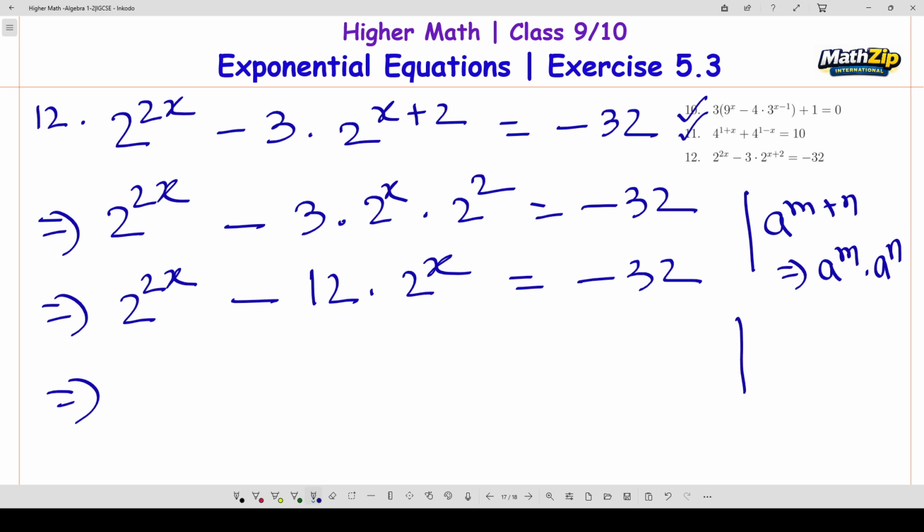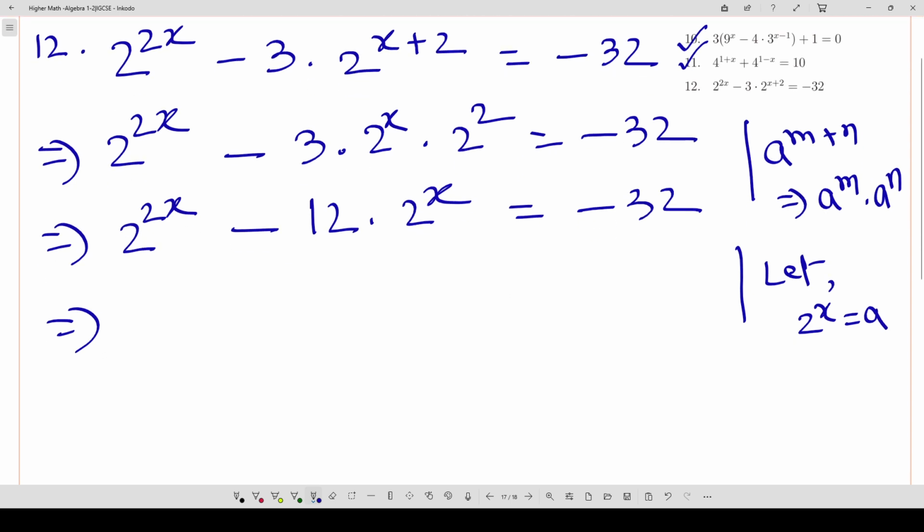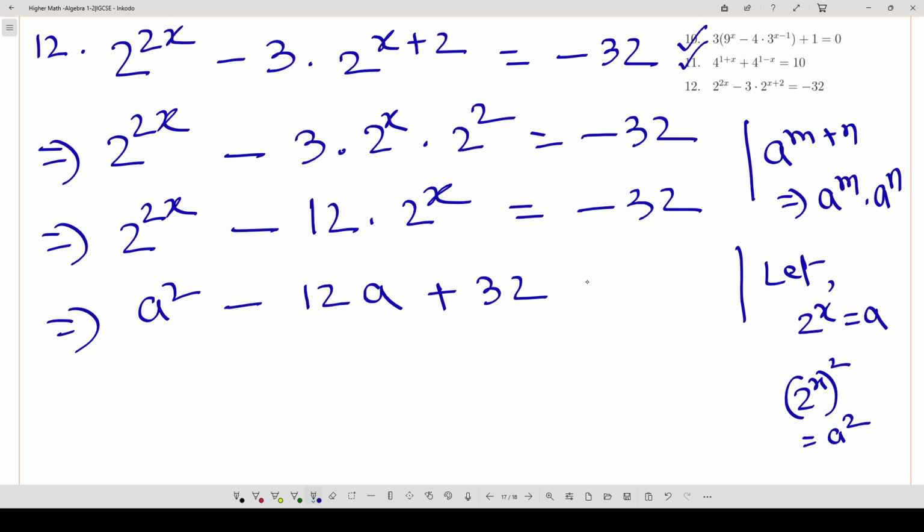Now let 2 to the power x be a. So 2 to the power 2x means 2 to the power x, the whole squared, so it's a square. So you can write a square minus 12a, and we are adding 32 to both sides, so it will be plus 32 equals 0.